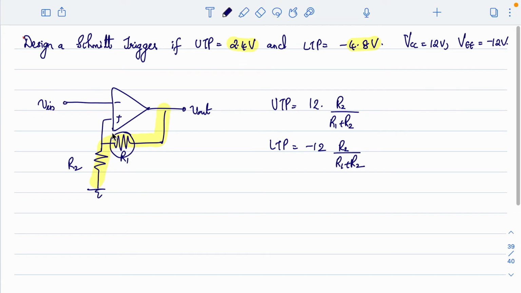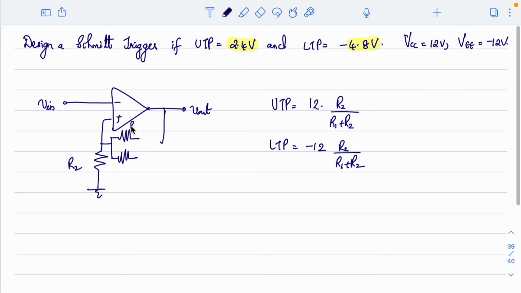Why? Because when the output is at plus Vsat, I want to set the threshold point through this. When your output is at minus Vsat, I want to set the threshold point through a different path. So how will I do that? What I can do here is have two resistors here. Now when the output is at plus Vsat, I want the upper resistor to work.